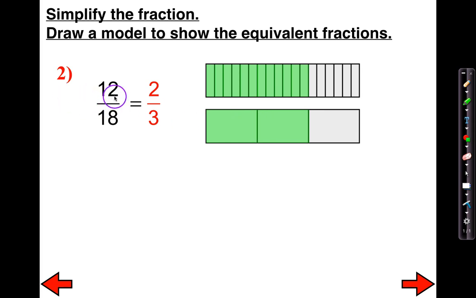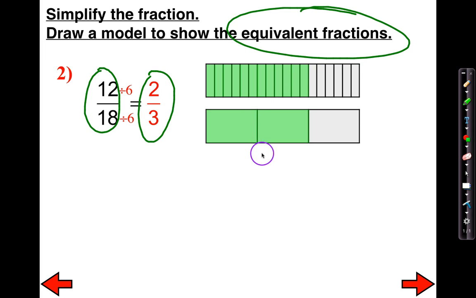So let me prove it to you by dividing both the numerator and denominator by 6. 12 divided by 6 is 2. 18 divided by 6 is 3. So here you can visually see that they represent the same exact thing, even though the values look different. We know that these are equivalent because they represent, yet again, the same value.